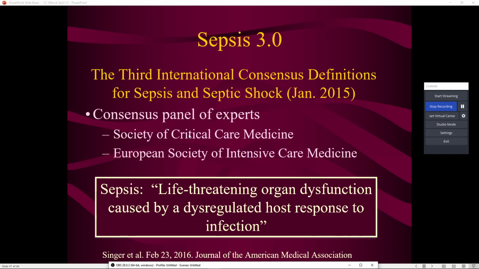Goodbye. It's changed. We now have the third international consensus definitions for sepsis and shock as of 2015. And these are the standards that we run by. Life-threatening organ dysfunction caused by dysregulated host response to infection. This is our new standard. This is our criteria. And the reason we changed is that not only did it broaden the definition, but it also identified signs and symptoms and presentations of early sepsis or warm sepsis better than our previous definitions.